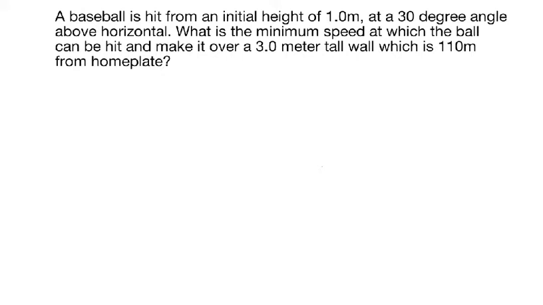So here we have a baseball situation. This one's a little bit different because we have the initial velocity's direction, but not the magnitude of that. And that's what we're looking for on this one. So that'll change how we set things up just a little bit. But we always begin with a picture and with a list of variables that we know.